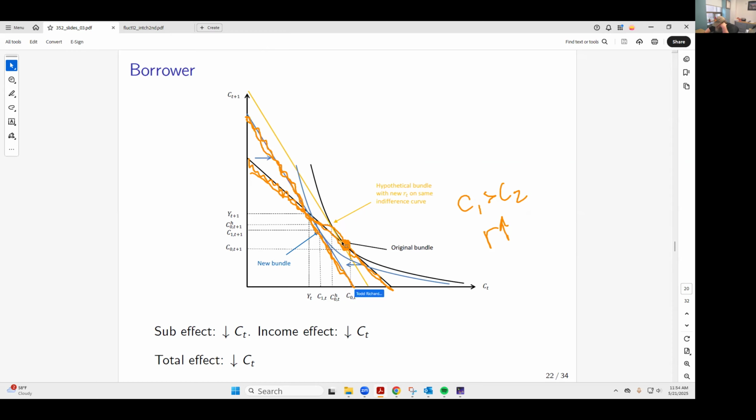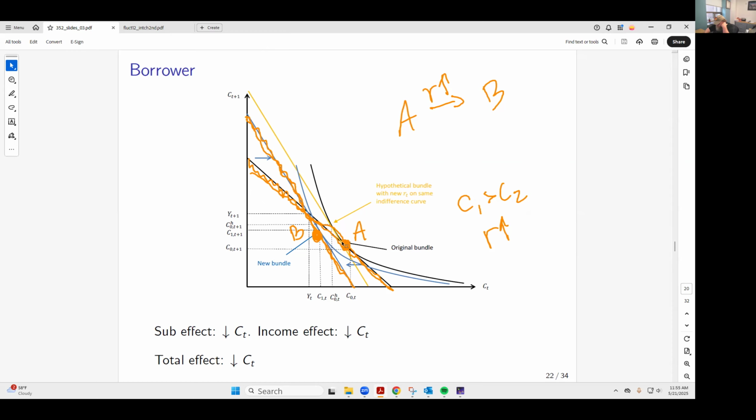And so now the new bundle, where the individual consumes now, is right here. This is the new bundle. So we'll say A and then B. We went to A, then the interest rate increased and this consumer went to B. So we can see that the response to the increased interest rate is to consume less in the current time period and to consume slightly more in the future time period than you were going to before.